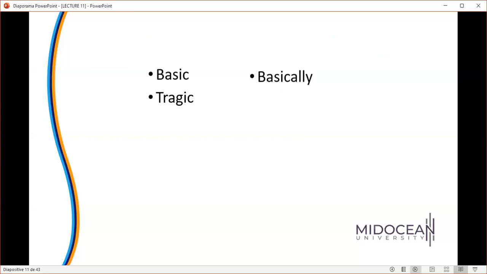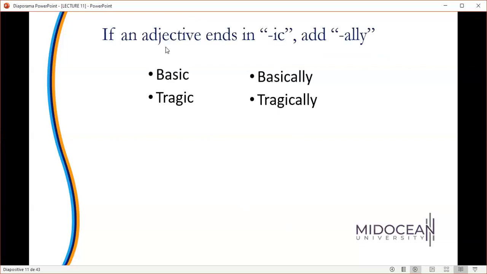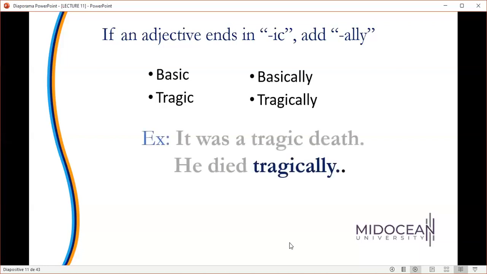You have basic, basically, tragic, tragically. So, if an adjective ends in IC, donc regardez la terminaison ici, donc IC, we add, donc j'ajoute A, double L, Y. Okay, so basic plus A, double L, Y, basically, tragic, tragically. Example, it was a tragic death, or here you have, he died tragically.